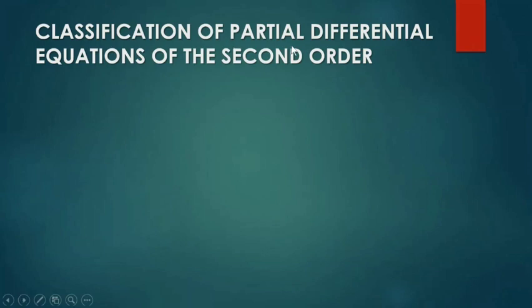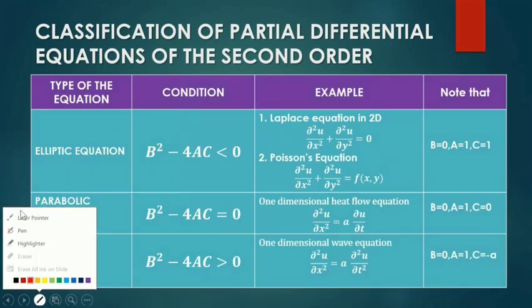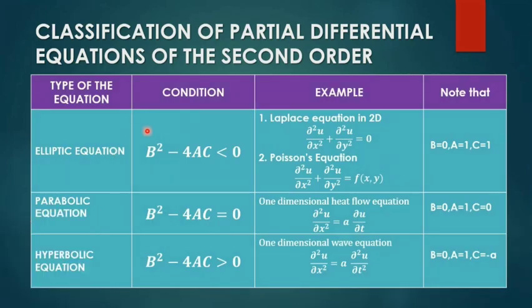Now let us see the classification of partial differential equations of second order. There are three types of classification according to the value of b square minus 4ac. If b square minus 4ac is less than 0, then we call that second order partial differential equation an elliptic equation. If b square minus 4ac is equal to 0, then it is a parabolic equation. And if it is greater than 0, that is, it takes a positive value, then it will be called a hyperbolic equation.